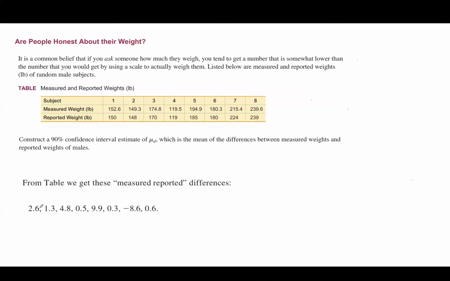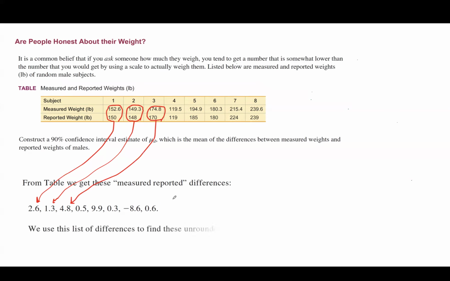152.6 minus 150 gives you 2.6. So the difference between these two numbers is 2.6. The difference between 149.3 and 148 is 1.3. Here you have the difference between 174.8 and 170, which is 4.8. So you continue this process. You calculate the measured minus reported differences. So this is your new data that you're working with.